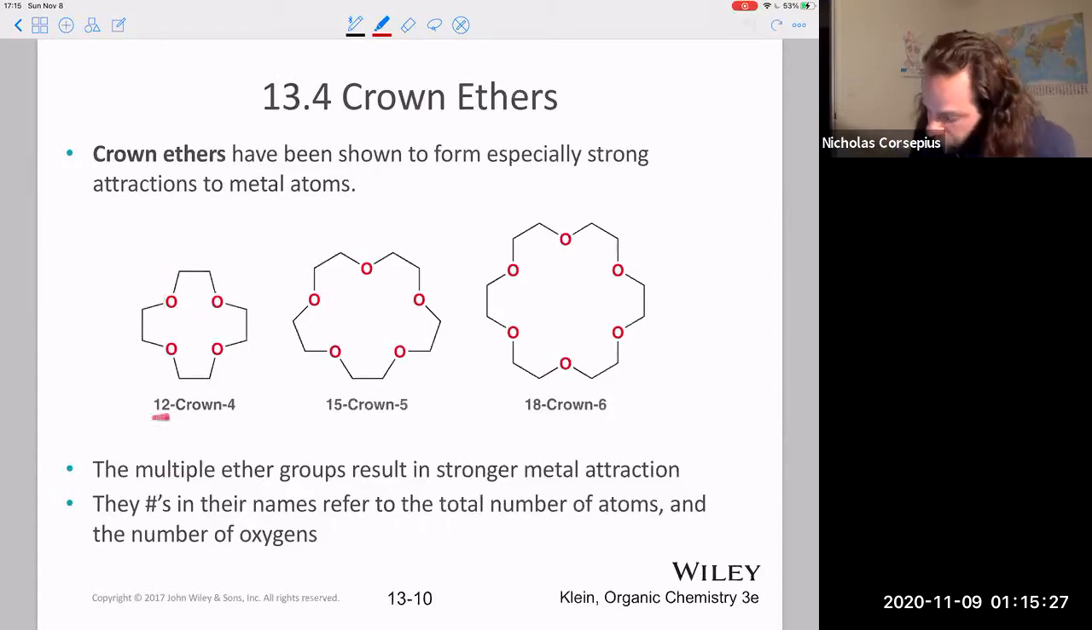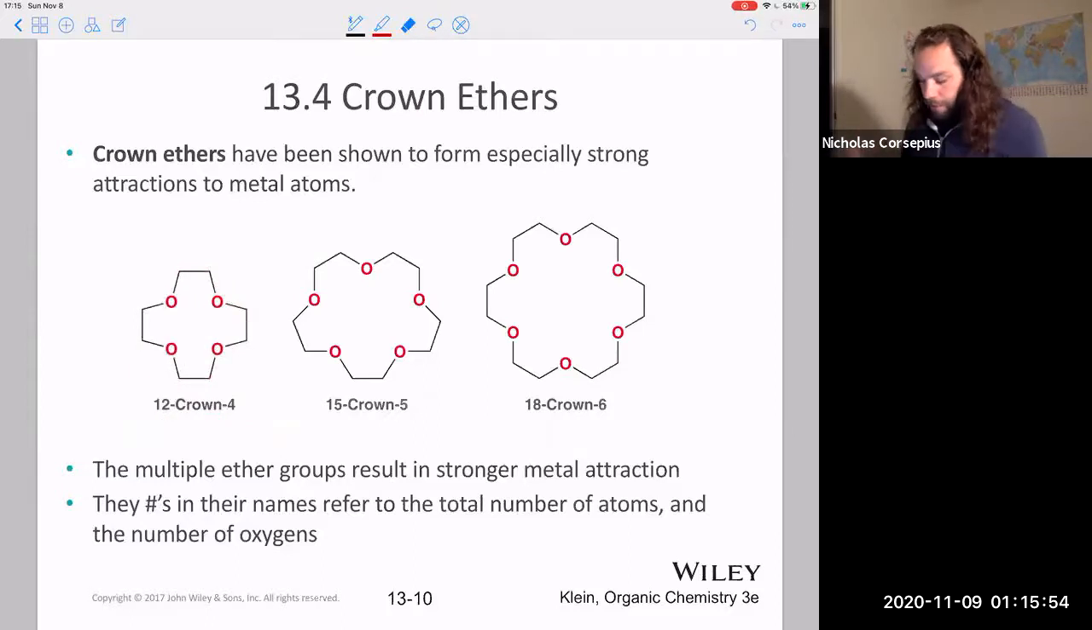The numbers represent, the first number would represent just the total number of atoms in the ring, excluding the hydrogens, right? So carbons and oxygens in the ring. 1, 2, 3, 4, 5, 6, 7, 8, 9, 10, 11, 12, followed by crown. And then the last number corresponds to how many are actually oxygens that are in the ring. 1, 2, right? So 12 crown 4 would be this molecule here.